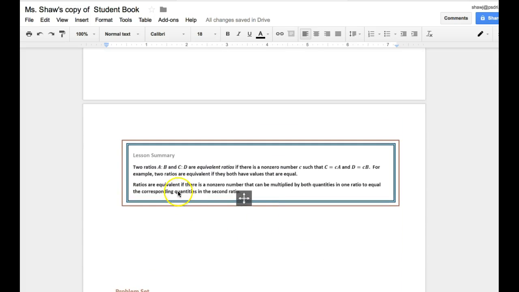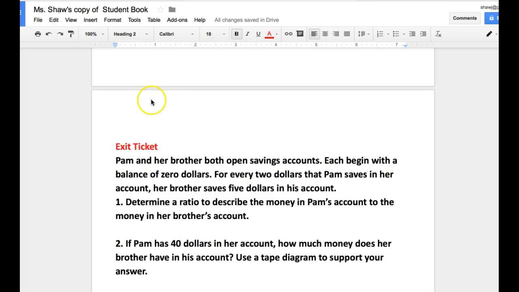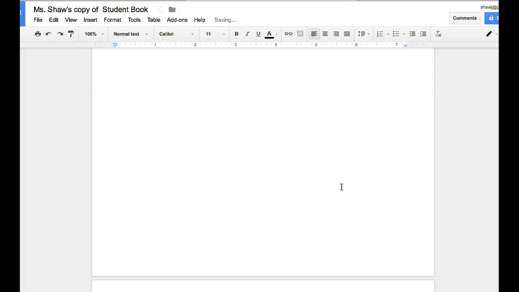Take a minute now and get ready for your exit slip. Okay, our exit ticket today is this problem. Pam and her brother both open savings accounts. Each begins with a balance of $0. For every $2 that Pam saves in her account, her brother saves $5 in his account. So that's the information we need to know.